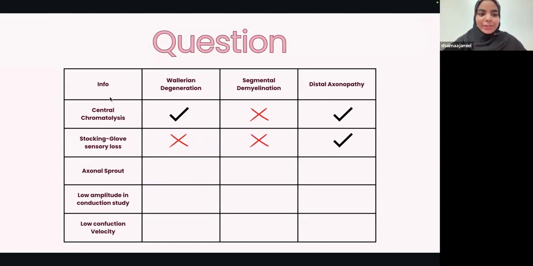Axonal sprouting is basically new axons coming out of the proximal part to build the new axon. So where would that be? After Wallerian degeneration. Yep. There is Wallerian regeneration, which is basically the process by which the new axons form. So that's axonal sprouting, so it's not going to happen in the others. Where do you think you're going to find low amplitude of the nerve in a conduction study? Is it when there's axonal damage or demyelinating damage?